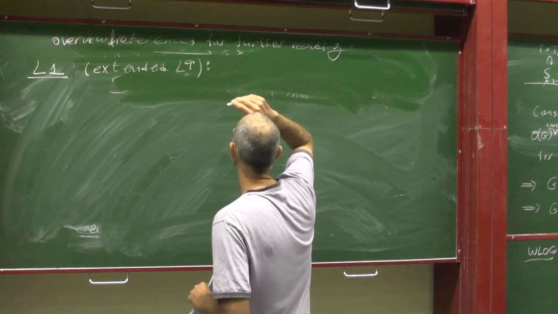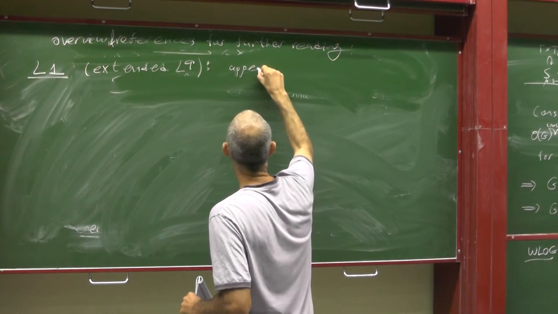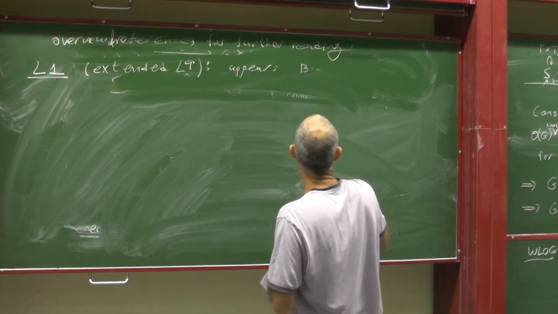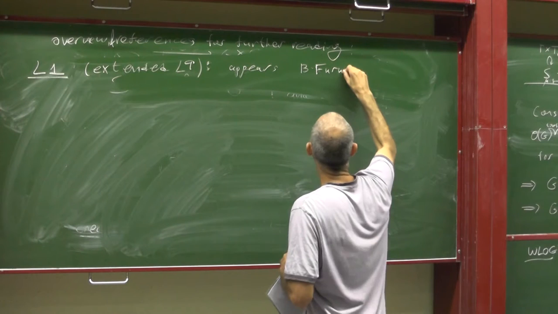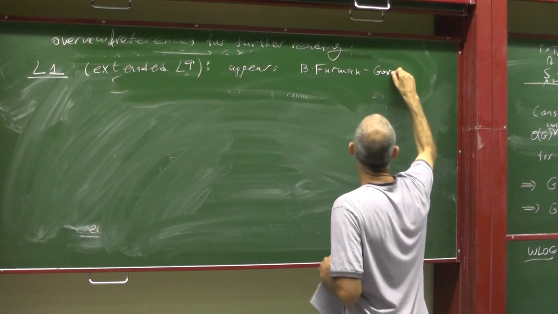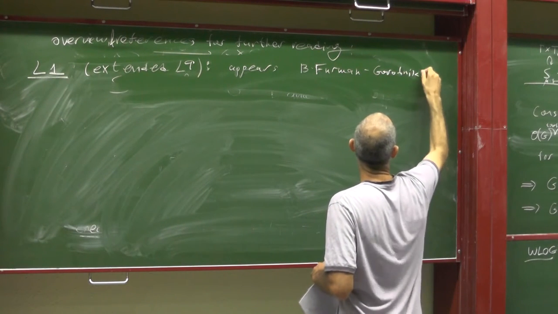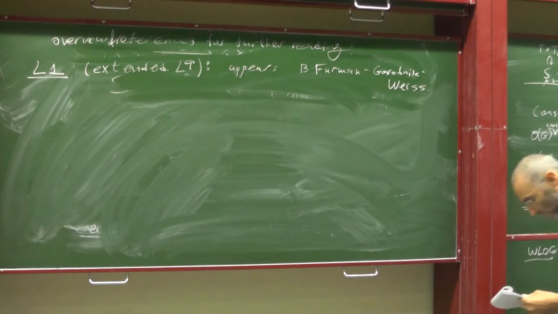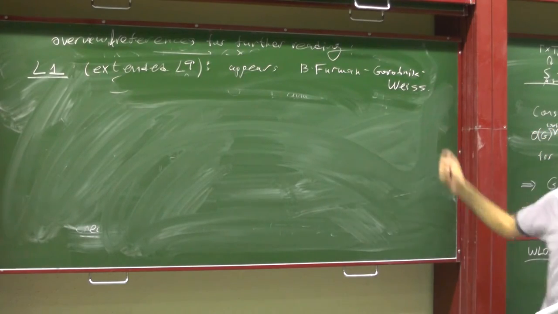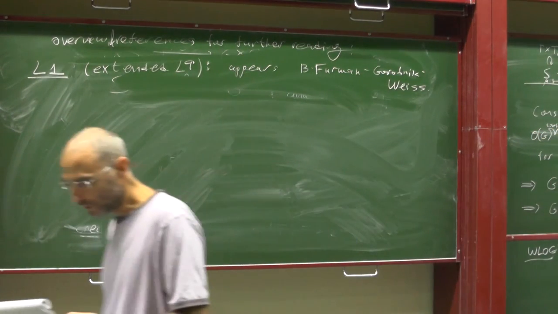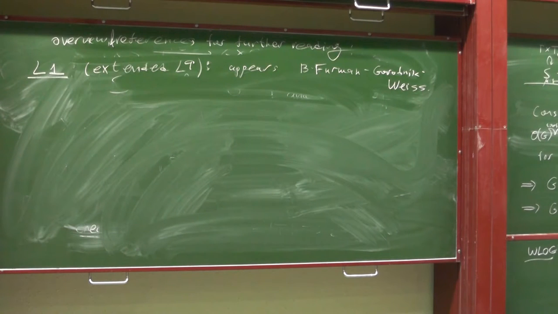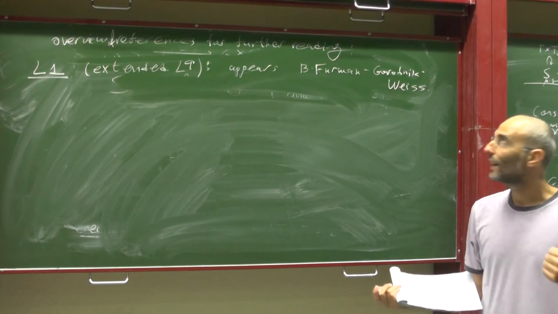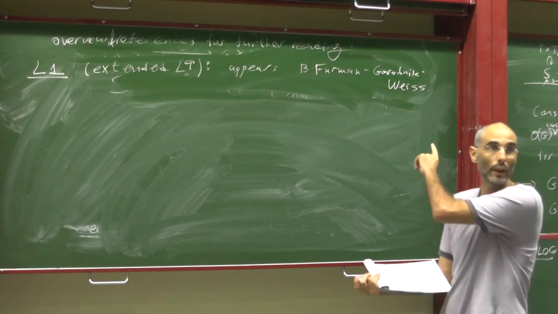So the material of this appears in a paper of myself, Alex Furman, Alex Gorodnik, and Barak Weiss. I will not write the name because this uniquely defines the paper, but it's called Rigidity of Group Actions on Homogeneous Spaces, III. And III because the first one, there is no one.